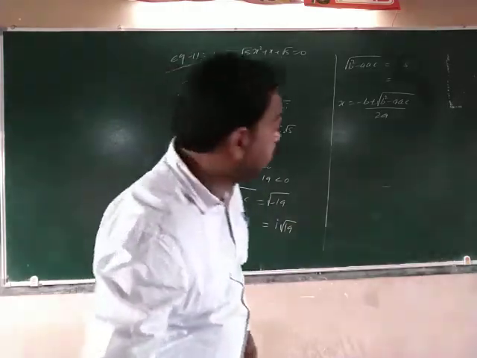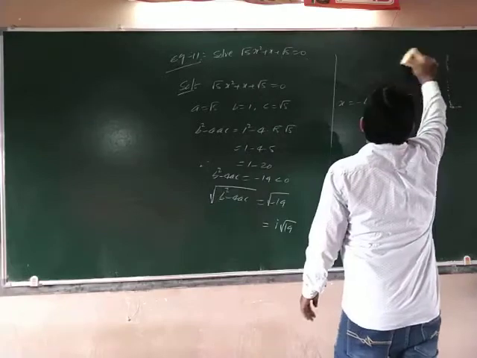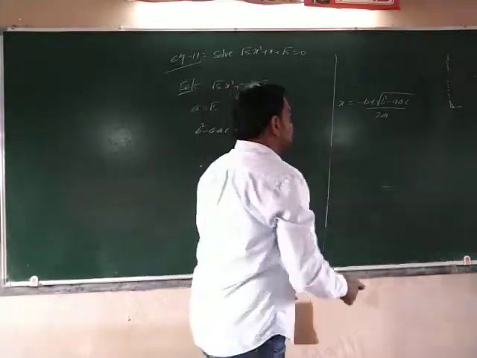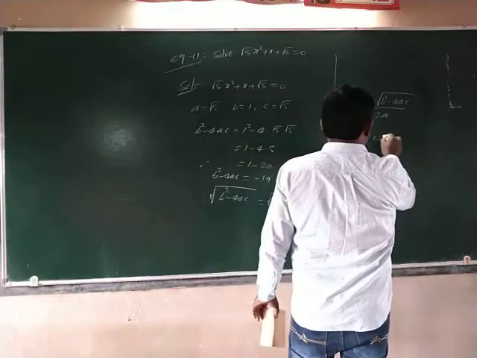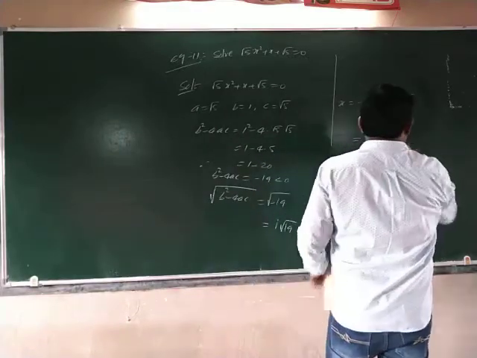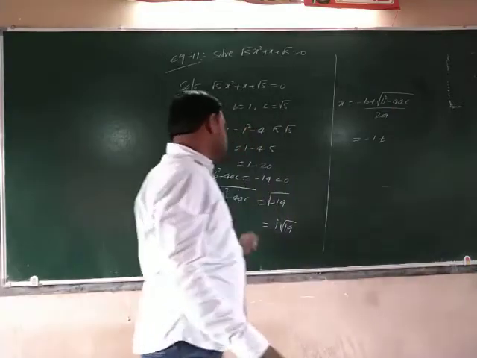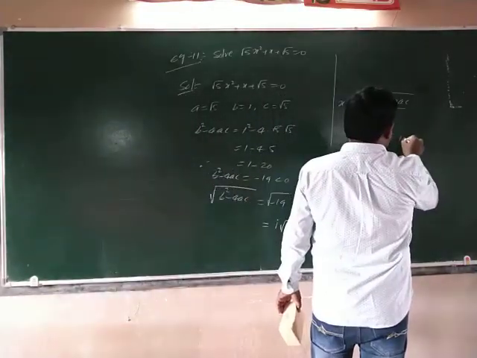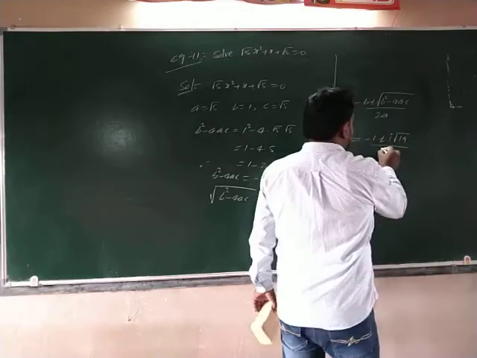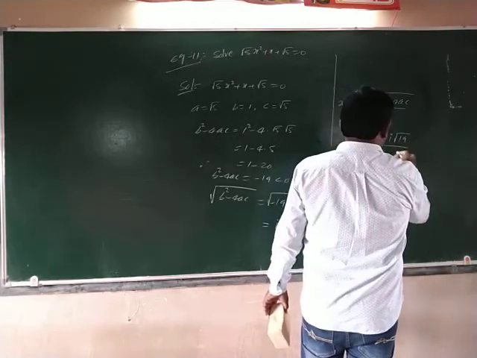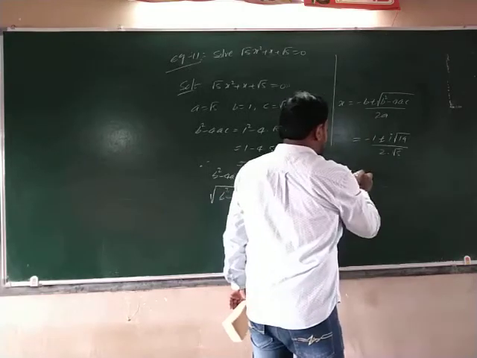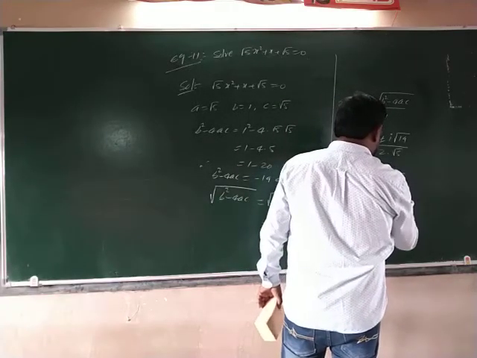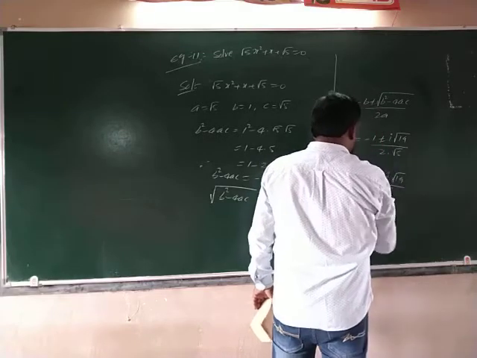I root 19. So x is equal to minus b plus or minus square root of b square minus 4ac by 2a. So that is minus 1 plus or minus square root of b square minus 4ac, whose value is I root 19. Substitute here I root 19 by 2 into a. A is equal to root 5. So therefore x is equal to minus 1 plus or minus I root 19 by 2 root 5 is the answer.